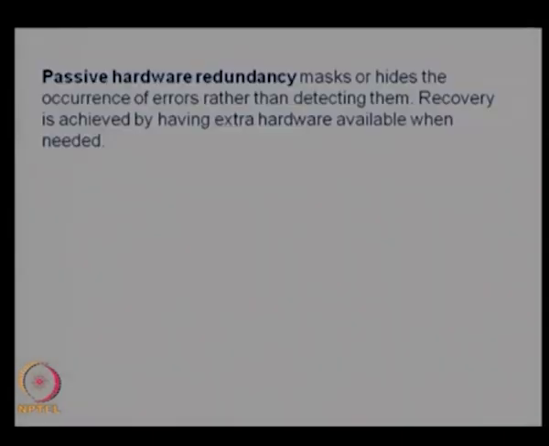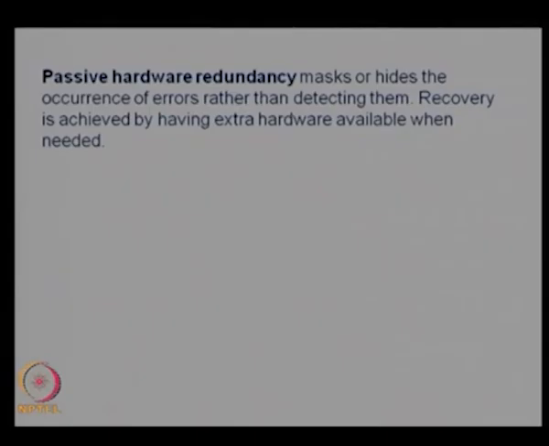Passive hardware redundancy masks or hides the occurrence of errors rather than detecting them. Recovery is achieved by having extra hardware available when needed. So, in passive hardware redundancy, it will not really detect the error, it will basically mask the error. Whenever an error occurs, the system will automatically mask or hide that error and function as if nothing has happened, or as if there is no error in the system.